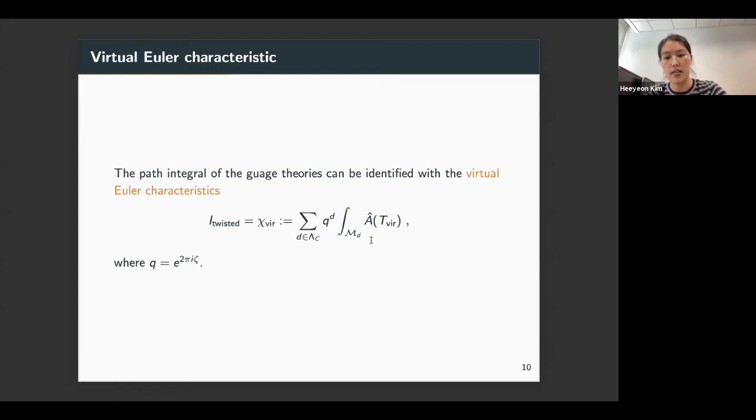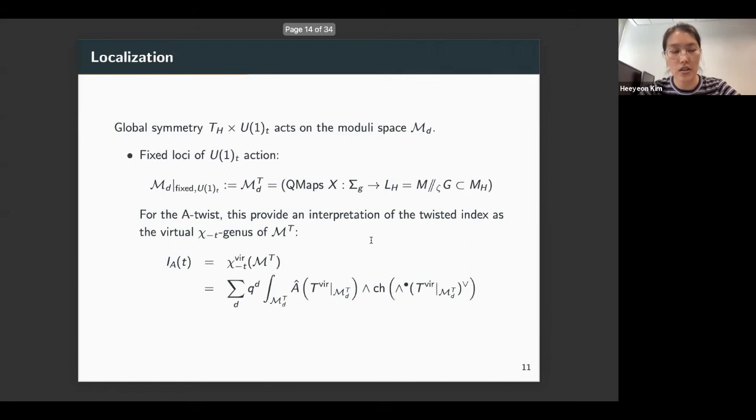So in order to compute something meaningful, we turn to the localization with respect to some of the global symmetries we have in the theory. As I mentioned in the earlier slide, the moduli space MD admits two global symmetries, the T_H times U(1)_t actions here. Okay, so let's first look at the fixed loci with respect to this U(1)_t action.